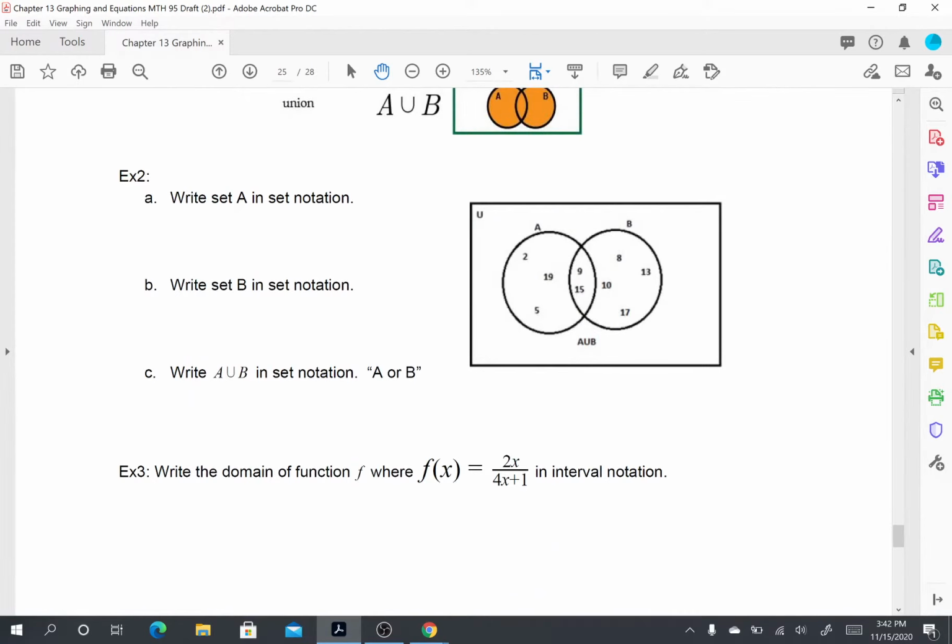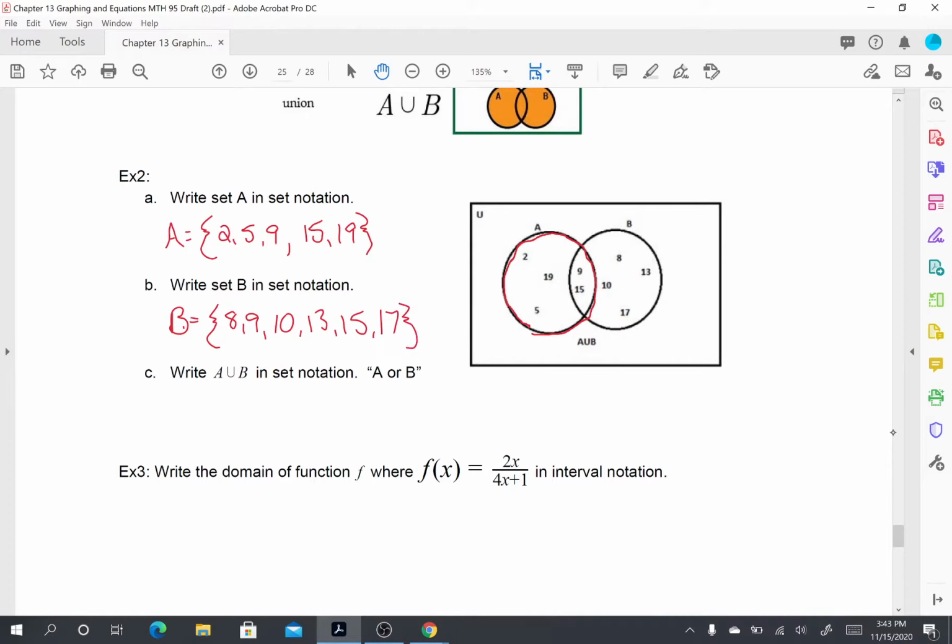Example 2. Write set A in set notation. A equals the set of elements. And what I'm doing here is I'm just looking to see who is in set A. And I'll list every number in there. Again, it's a good idea to go from least to greatest. Write B in set notation. And now we're just looking to see who's in the set B, 8, 9, and so forth.